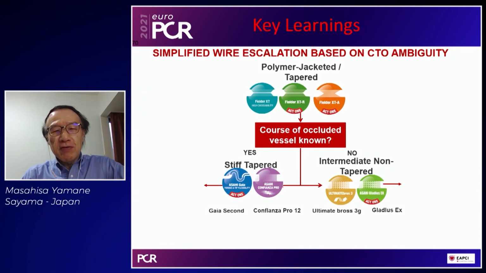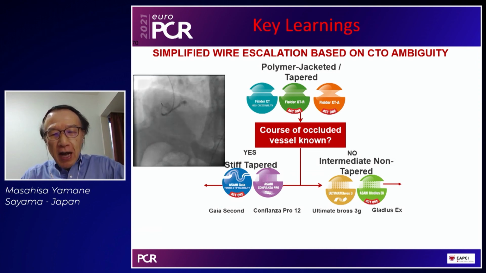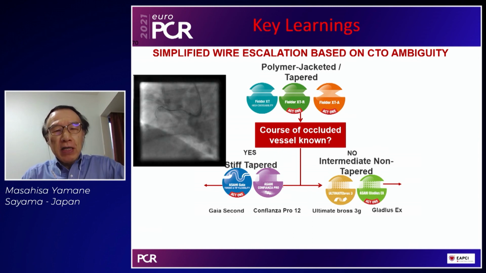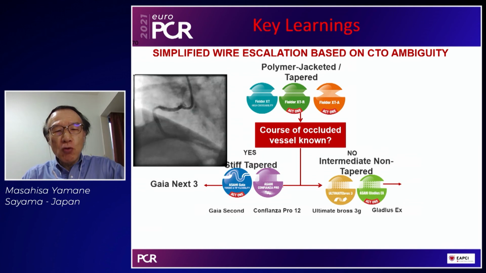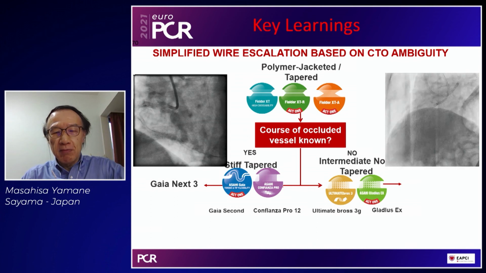One of the summary slides would be, when you know the vessel course, probably you can step up to very stiff guidewires, such as a Gaia or the Confianza Pro. This is one example for the heavily calcified RCA long CTO. But when you use the Gaia Next as well as an integrated retrograde approach, you can use it in a very flexible manner, reaching a very good procedural outcome.